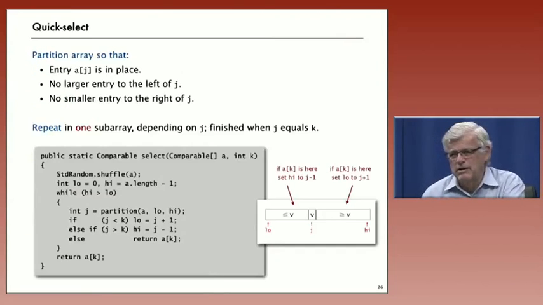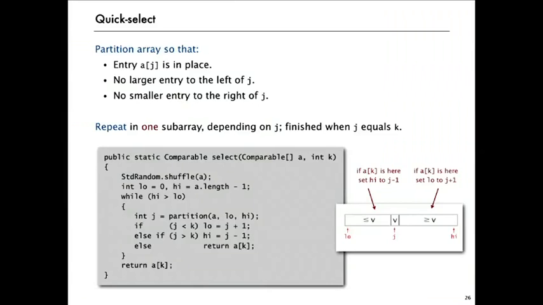Well, in his original paper in 1961, Hoare gave a solution to the selection problem based on partitioning. And the idea is just a version of quicksort in a way. We're going to do our partitioning so that we get entry a of j in place in the array. Nobody to the left is larger, nobody to the right is bigger. But then when we're doing selection, what we'll do is just go in one subarray or the other, depending on where j is. If j is equal to k, we're done. We found the kth largest.